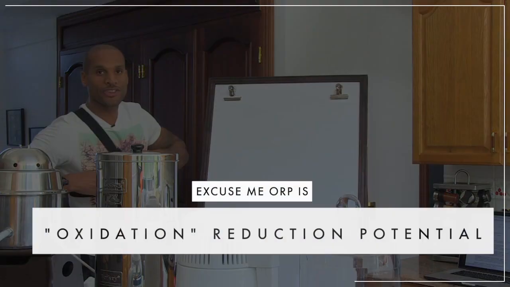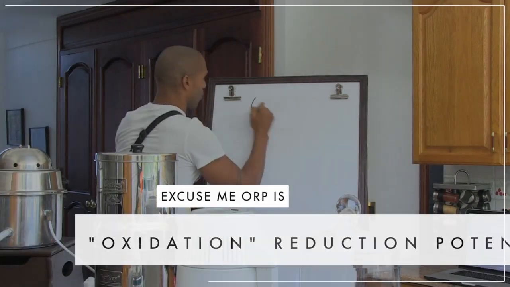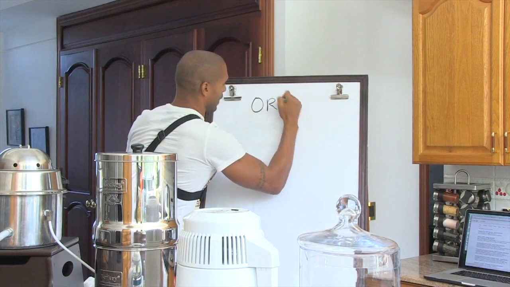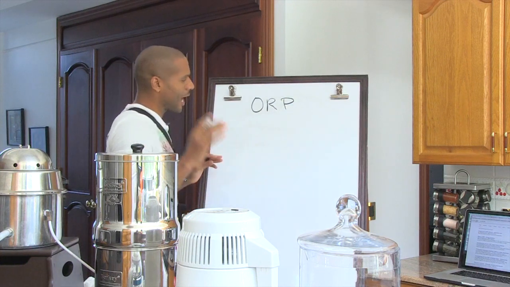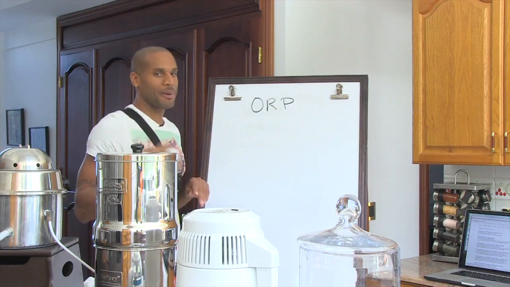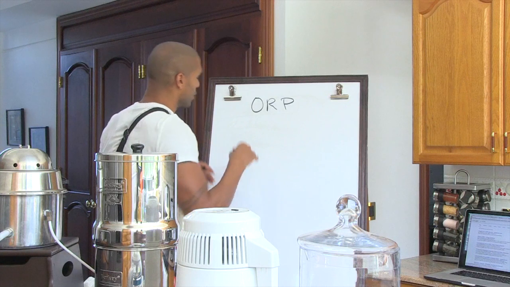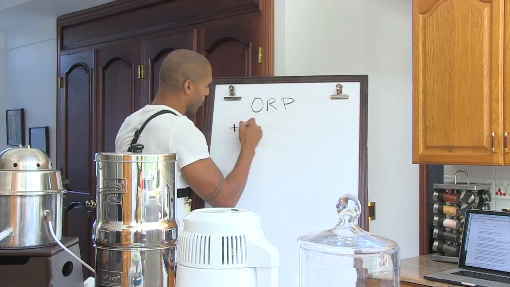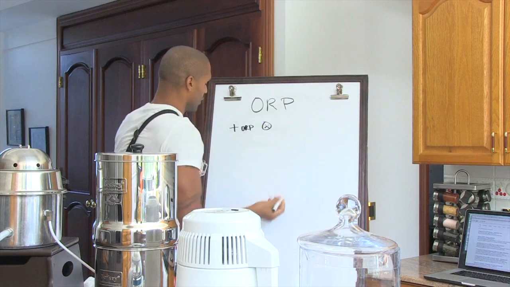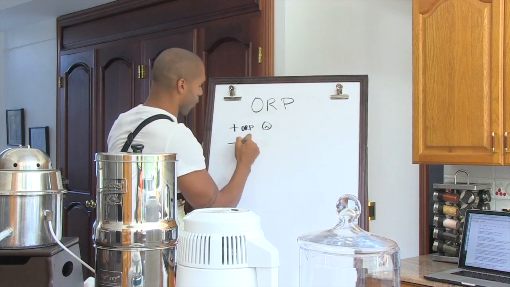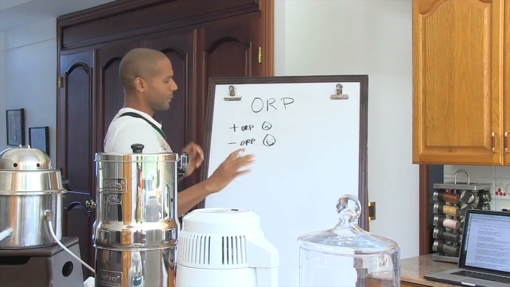ORP is oxygen reduction potential, O-R-P. And I'm going to explain this simply. It actually works contrary to how we generally do our calculations about positive and negative. So that's the only thing to really catch on to here: positive ORP is what you don't want, the bad one. Negative ORP is actually what you want. That's the good one.